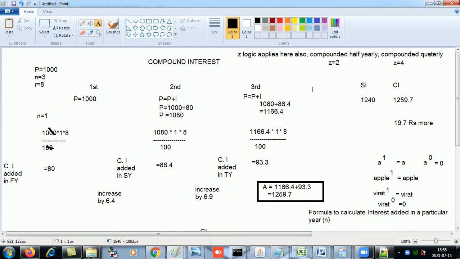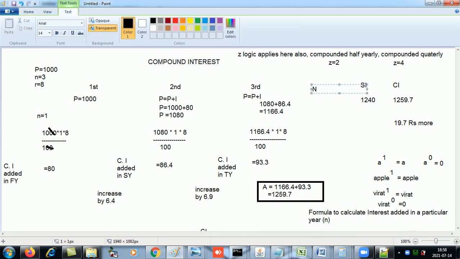And then what we have to do? Multiply, the n will be multiplied and the r will be divided. So n will be multiplied by Z and r will be divided by Z.